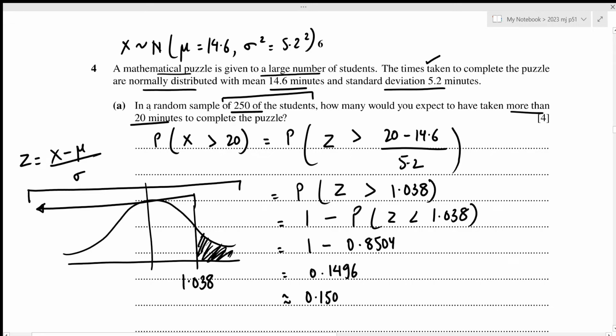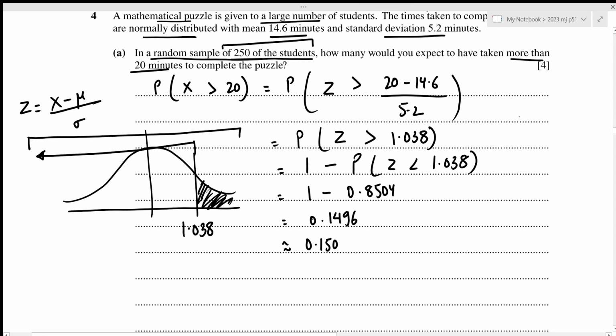The first part is that we still have a random sample of 250 students, and now we need to figure out of 250 students, how many would take more than 20 minutes. So we know that one student taking more than 20 minutes has a probability of 0.150, right? So for 250 students, in order to figure out the number of students one would expect to have taken more than 20 minutes, we just multiply the relevant probability. So 250 times 0.150, which results in 37.5. But we're talking about number of people, so we need to round it off as 38. That's all for the first part.